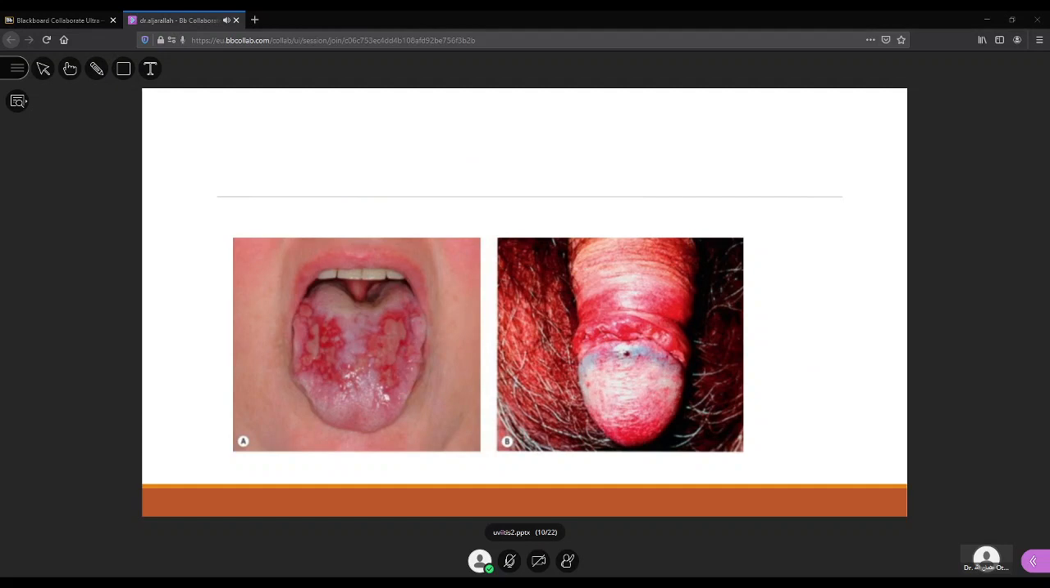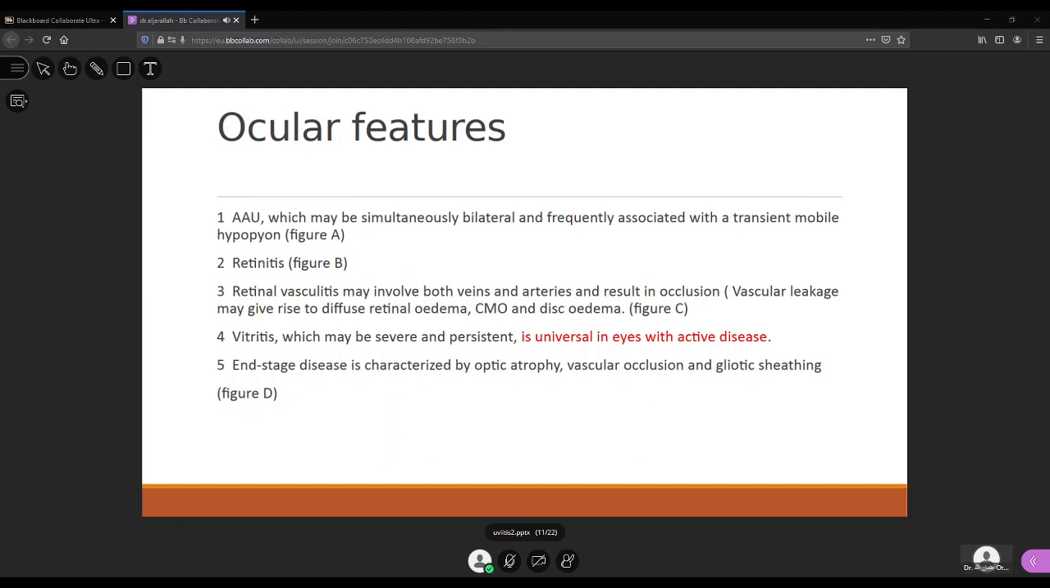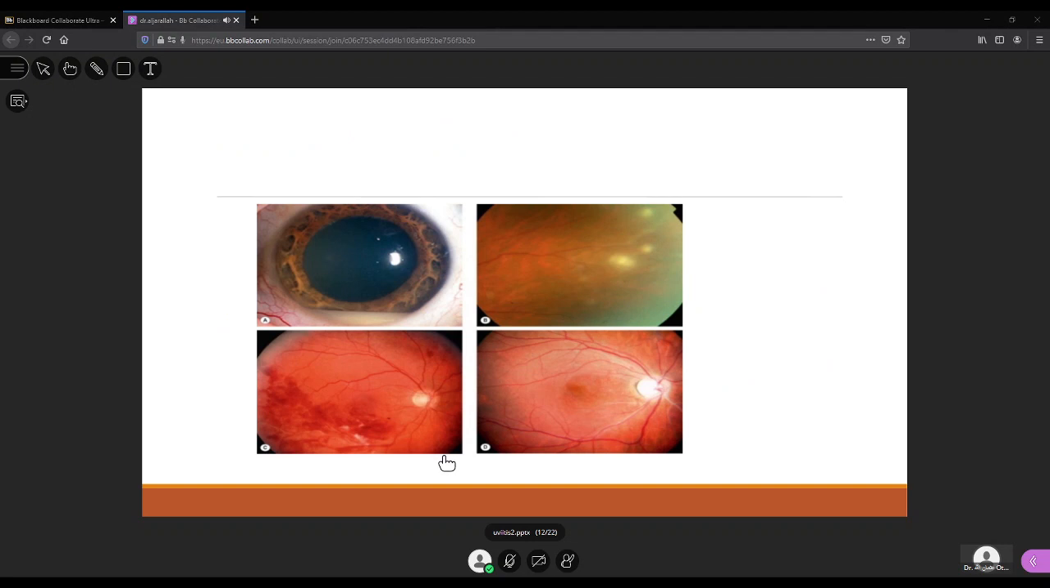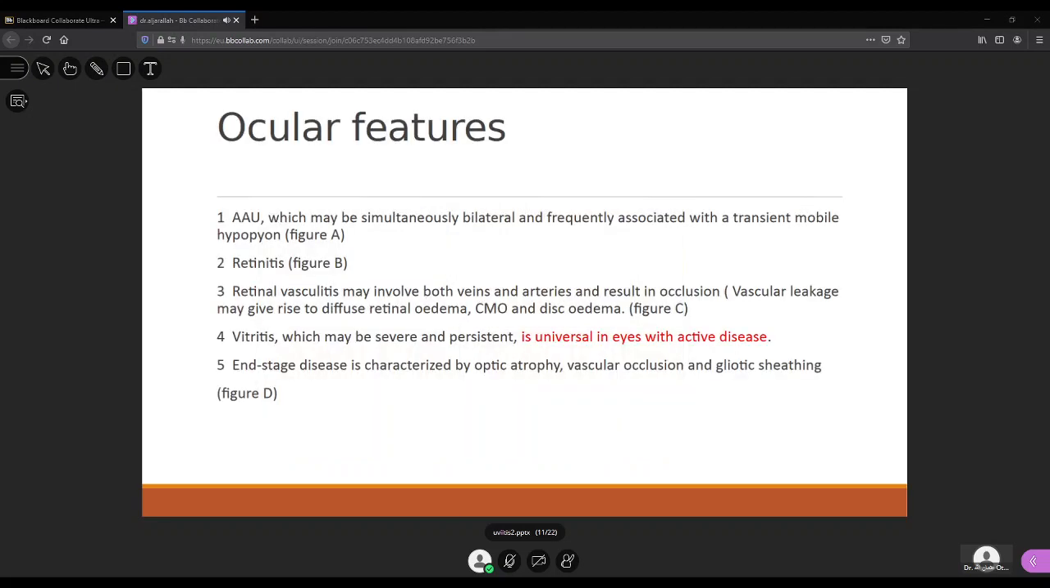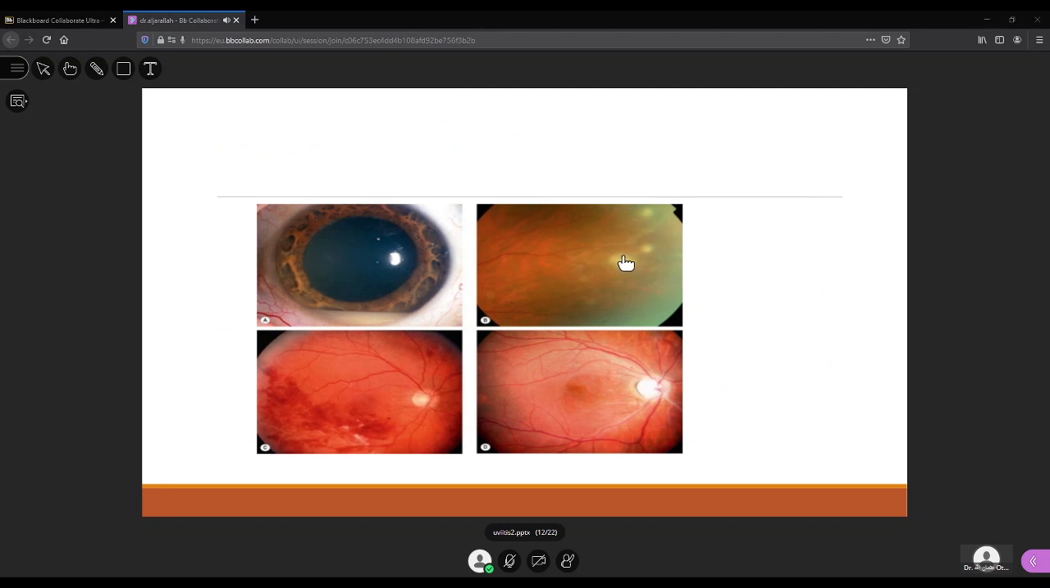So you can see here the oral ulcer and genital ulcer, and the ocular features. Anterior uveitis may be spontaneously bilateral and frequently associated with transmobile hypopyon. So hypopyon, you can see it here. What does transmobile hypopyon mean? When the patient is sitting back, the hypopyon moves. This is one of the characteristics of Behçet disease. Retinitis, you can see here this whitish lesion. This is retinitis.